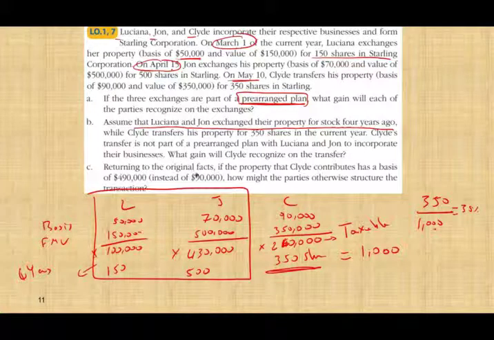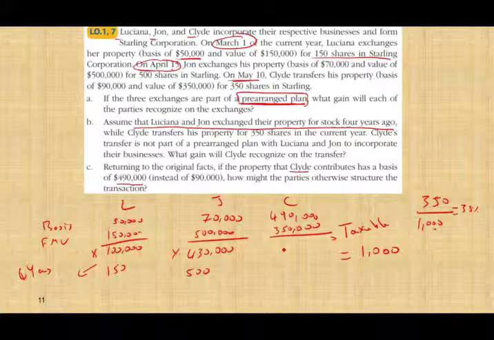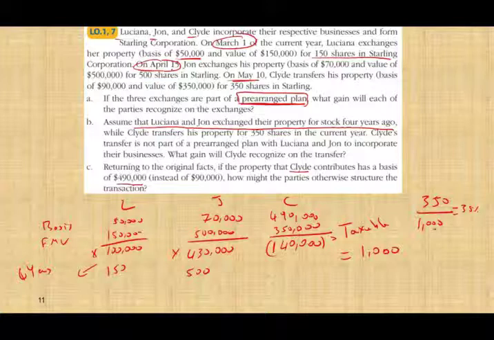Returning to the original facts, if the property that C contributed has a basis of 490,000 instead of 90,000, how might the parties otherwise structure the transaction? If you really think about it, if C has a basis of 490 and a fair market value of 350, what does that mean? It means C has a loss, not a gain, which is 490 versus 350, a loss of 140,000.